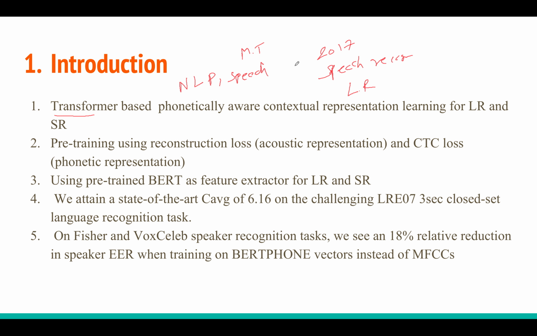So the idea is to build the contextual representation starting from just the words, like word embeddings, to higher level representations, so the system should be able to understand the semantic and syntactic relationship of the words within a sentence. It is very successful in NLP, and the same idea is also used here. So basically the idea is to learn a phonetically aware contextual representation from audio directly, and those representations are much more helpful for language recognition and speaker recognition tasks. We will see how this is done in the coming slides.